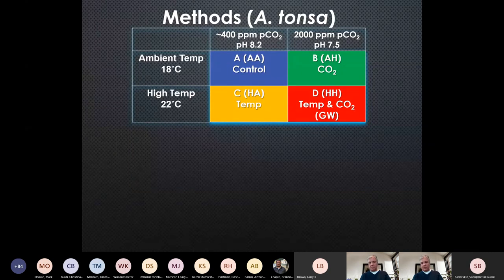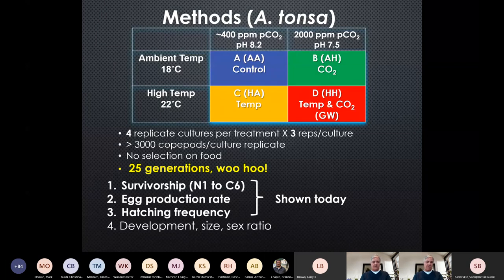Mind the colors: blue is the control, green is the acidification treatment, yellow or orange is the temperature increase, the warming, and red is simultaneous warming and acidification. Next. So we did a 25 generation experiment. I think this is a world record for zooplankton ecology so far. And then we measured a bunch of life history traits that are relevant to fitness, and also we measured allele frequencies at several of those generations. So let me show the results of the experiment.